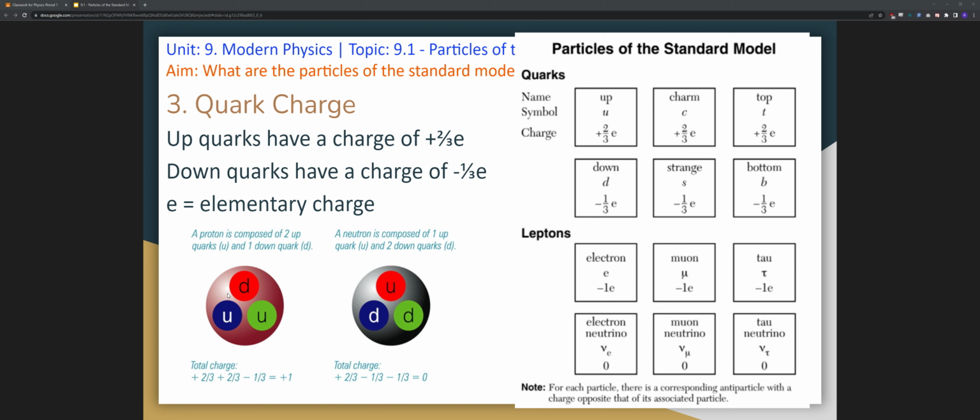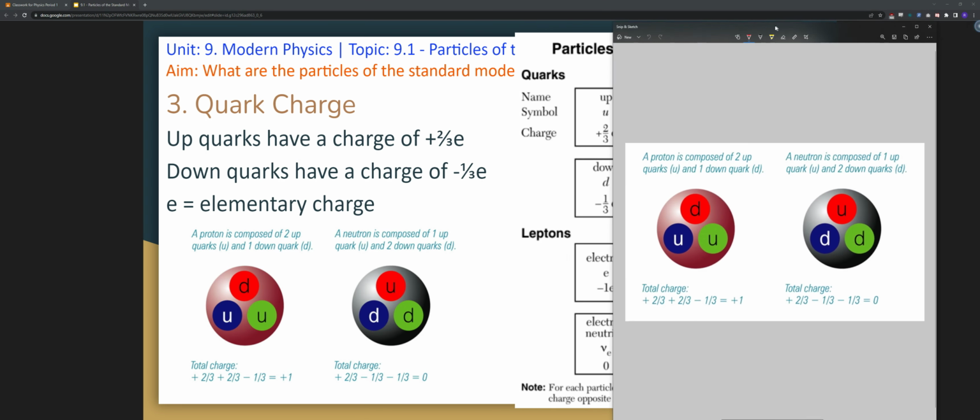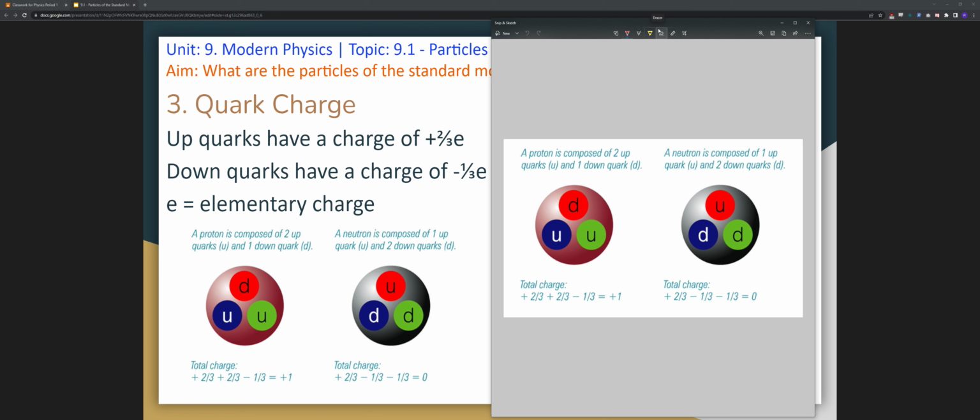And if we look at this more closely, you'll see that a proton is made up of two up quarks and one down quark. Well, how does that work? An up quark, as referenced on your reference table, has a charge of positive 2/3 E, and a down quark has a charge of negative 1/3 E. If you add up all these charges, positive 2/3 plus positive 2/3 minus 1/3, you get a charge of positive 1 E, which is the charge of a proton.